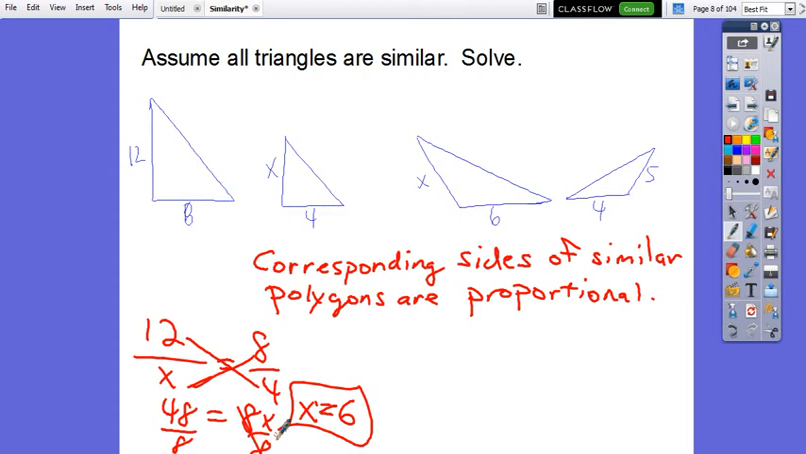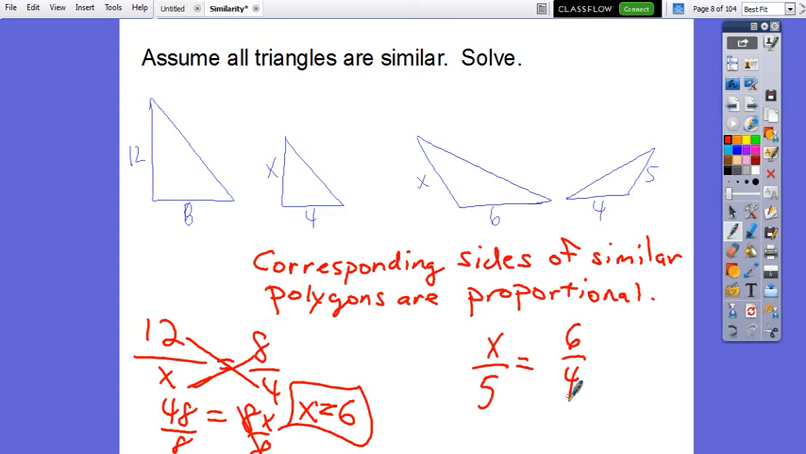Now look, these things aren't turned so that they're facing the same direction, but you should be able to determine what the corresponding parts are, right? So what corresponds to x? 5. So let's do x over 5 equals 6 over 4. Now, if I did 4 over 6, would that be okay? No, that would not be okay. It's too big. Exactly.